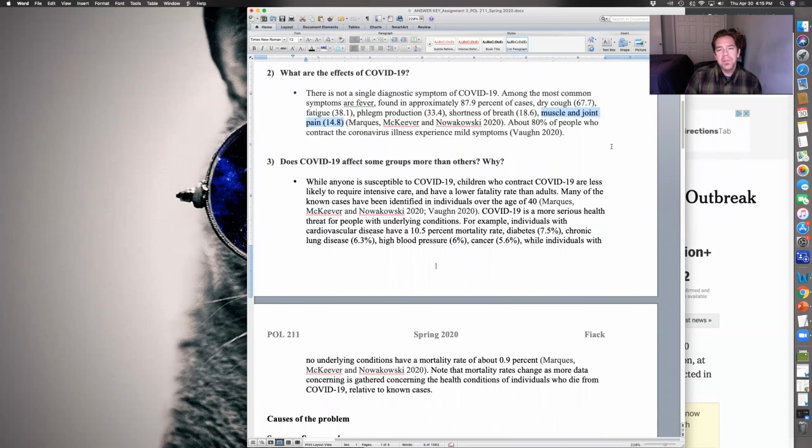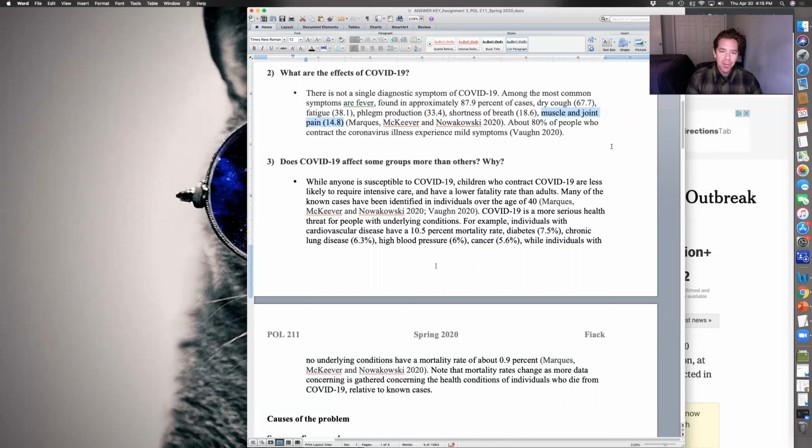Does it affect some groups more than others? There's a second part to this question at the end of the assignment, which we'll talk about, but just preliminarily, this is a lot of what we were initially introduced with. It's important to note that of course anybody is susceptible to getting COVID-19, and anybody potentially is susceptible to having severe health-related impacts associated with COVID-19. What data has shown, right?